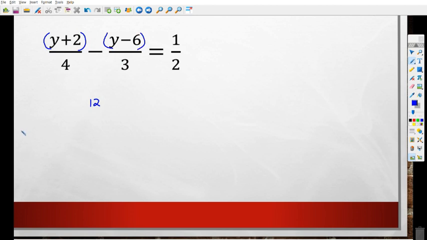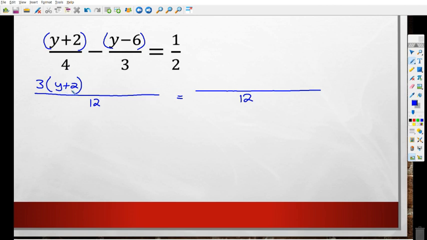Please, guys, please put that thing in brackets. Dress it up, make it look nice. And then I also want a 12 on this side. So what do I do to 4 to get to 12? I multiply by 3, so it's 3 multiplied by the whole numerator. In a bracket, please.